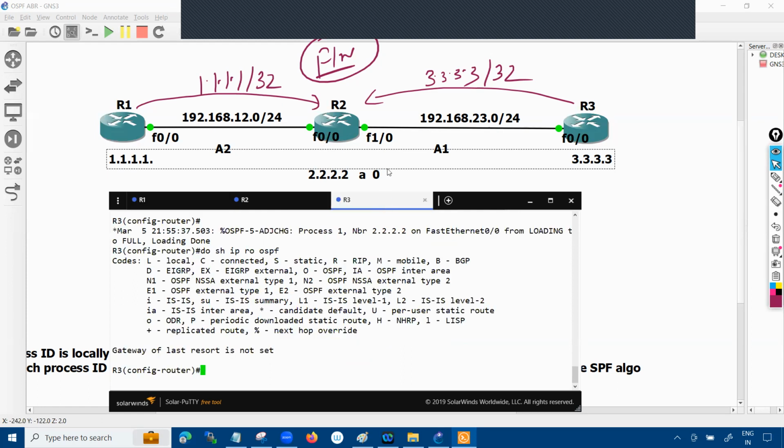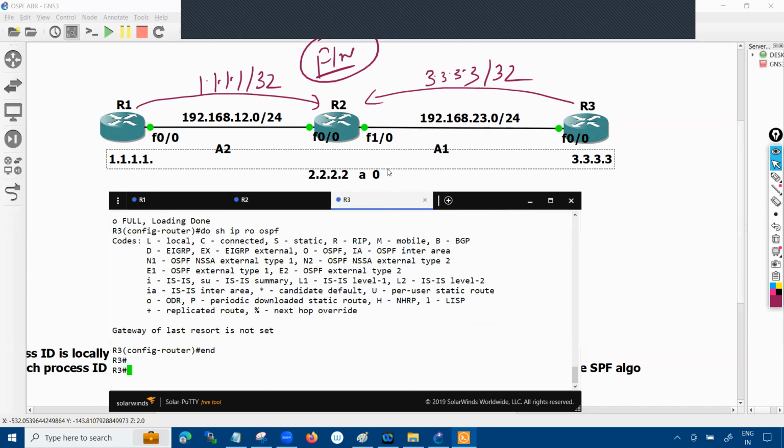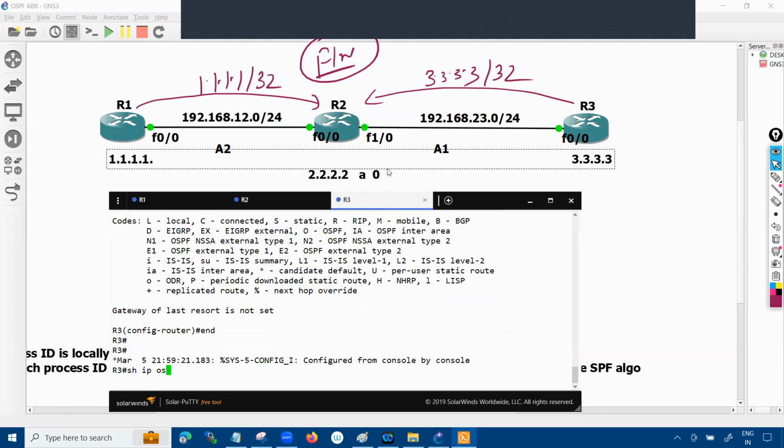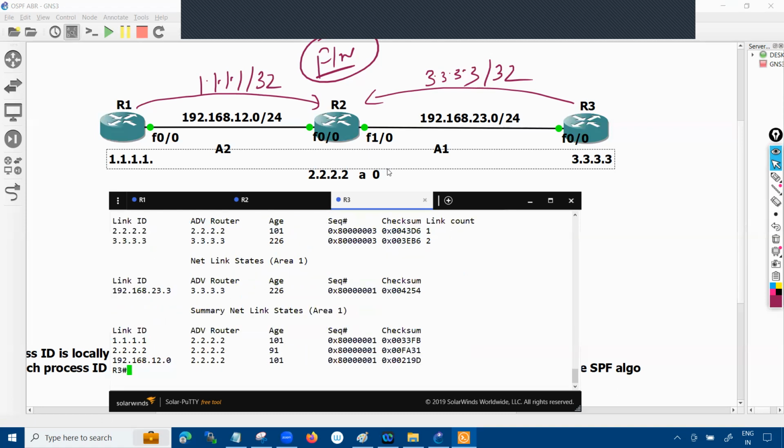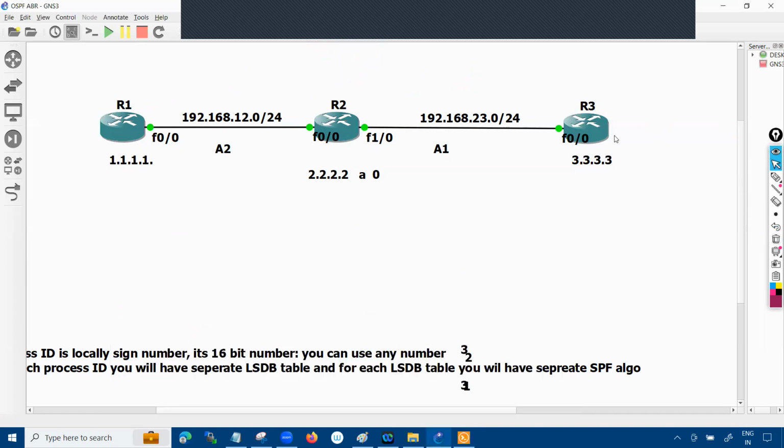Same thing on router 3. If you see how many summary LSAs you have, LSA 3, again 3. One is 10.10.10.1, which is this one. Another is 12.0. And of course, the 2.2.2.2. So that's all about the summary LSA.